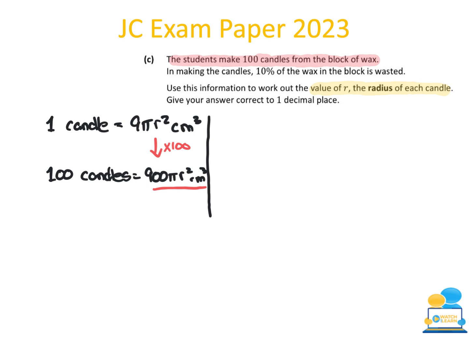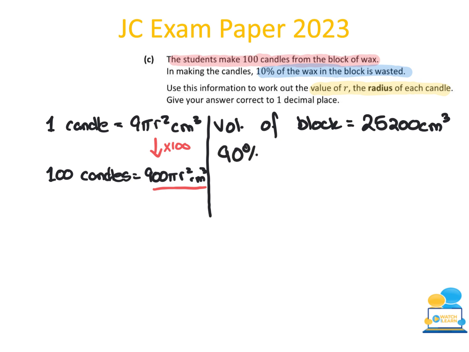For the second part of my question, I want to use the second line of information that they have, that when they were making the candles, 10% of the wax in the block was wasted. If 10% of the wax in the block was wasted, that means that 90% of the block was used to make the 100 candles. So in part A, we found that the volume of the block was equal to 25,200 centimetres cubed. I want to find out what is the volume of 90% of this block, as that's how much was used to make the candles.